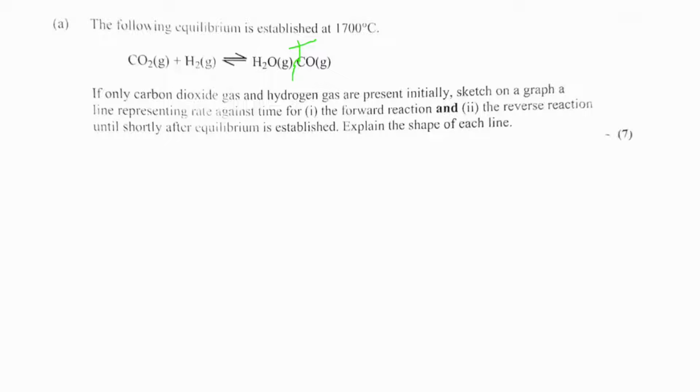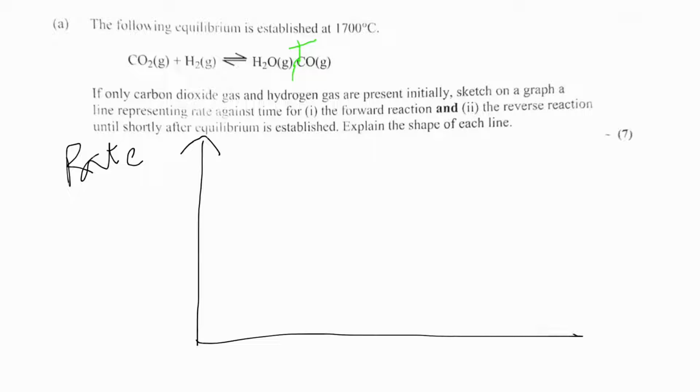Okay. So here they have asked, if only carbon dioxide and hydrogen gas were present initially, sketch on a graph a line representing the rate against the time for the forward reaction and the reverse reaction until shortly after equilibrium is established. So we will first draw this. Here we will draw the y-axis and write rate, and on the x-axis we will write time. So now we will draw the graph.